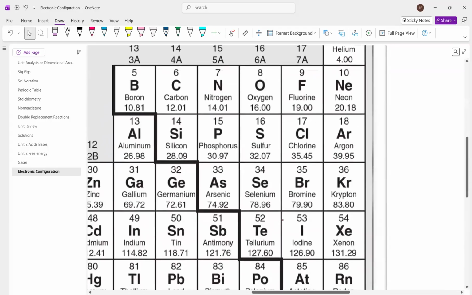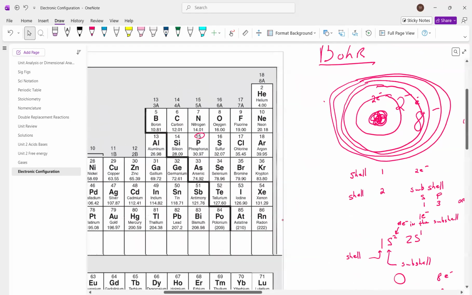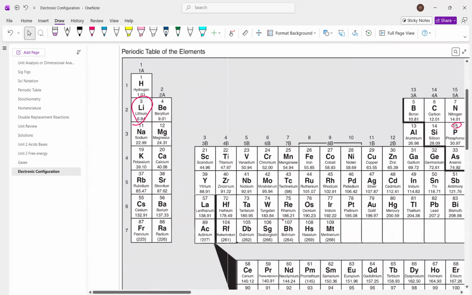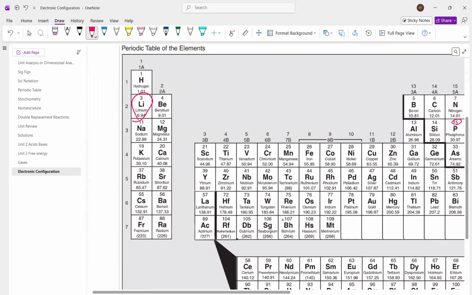So here's P. Got 15 electrons now to deal with. Now I want to show you something before we go on. See these numbers over here? Those are called periods or shells. I like shells better than periods, but you'll see both. When we're talking about electronic configuration, you'll never see periods, it's always shells.